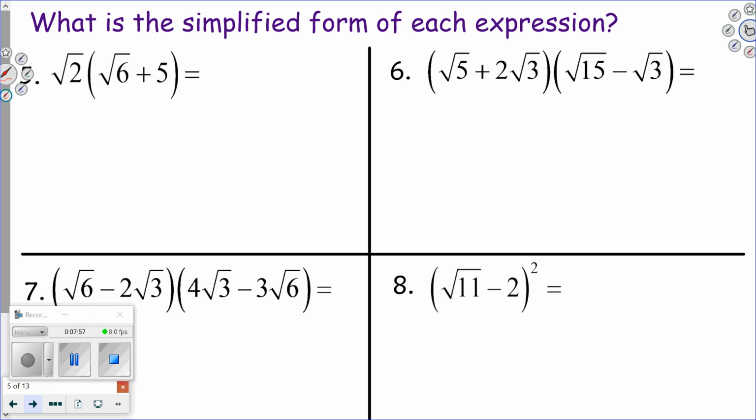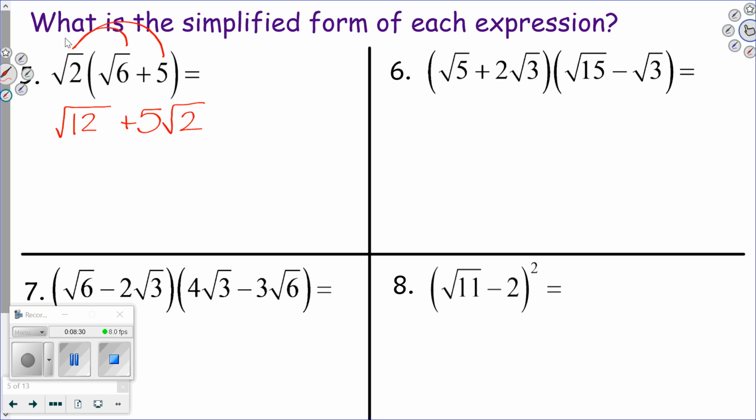Ooh, some of those get pretty, don't they? All right, radical 2 times radical 6 plus 5. So again, just distributing. Radical 2 times radical 6, radical 12, good, because they're both inside numbers, so they can multiply. And then radical 2 times 5. It's 5, and then a radical 2. One's outside, one's inside. We cannot multiply them.